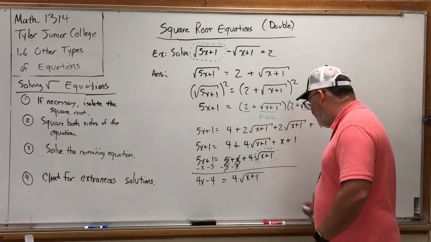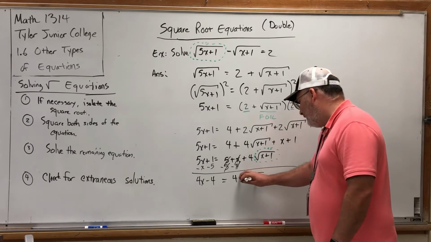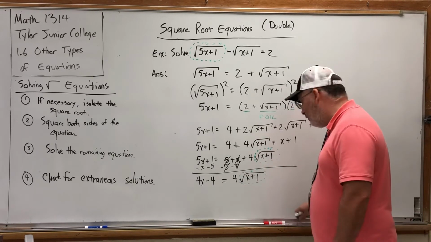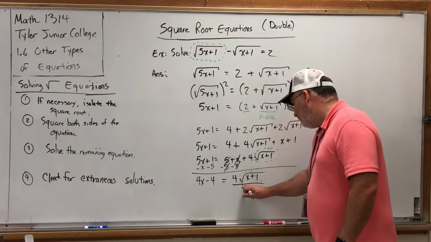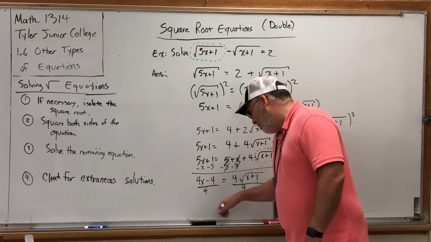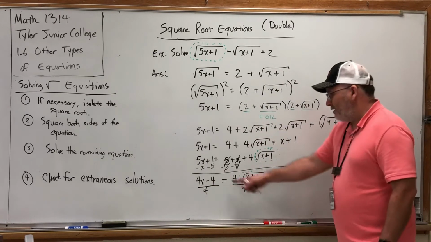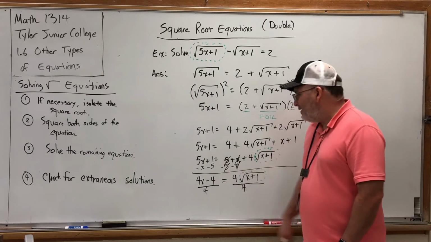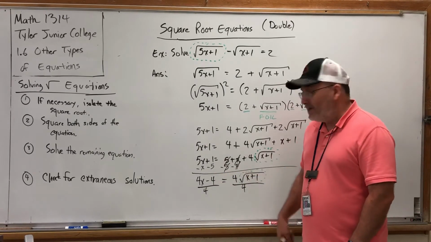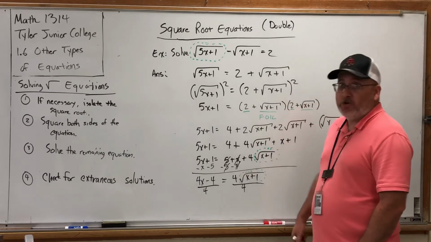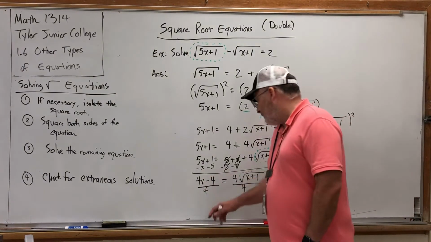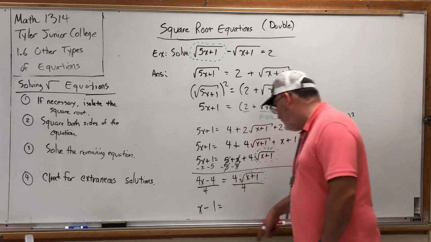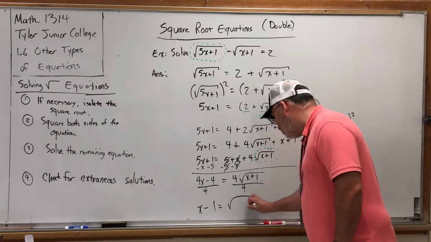But the square root is still not isolated. It has a 4 multiplied in front of it. And how do you get rid of something that's multiplied? Divide. Normally I would be a little concerned about dividing a polynomial by 4. But if you'll notice, if I split the left side into 2 fractions, they would both reduce. 4x divided by 4 is just x, minus 4 divided by 4 is 1. Here the 4's cancel and we get the square root of x plus 1.